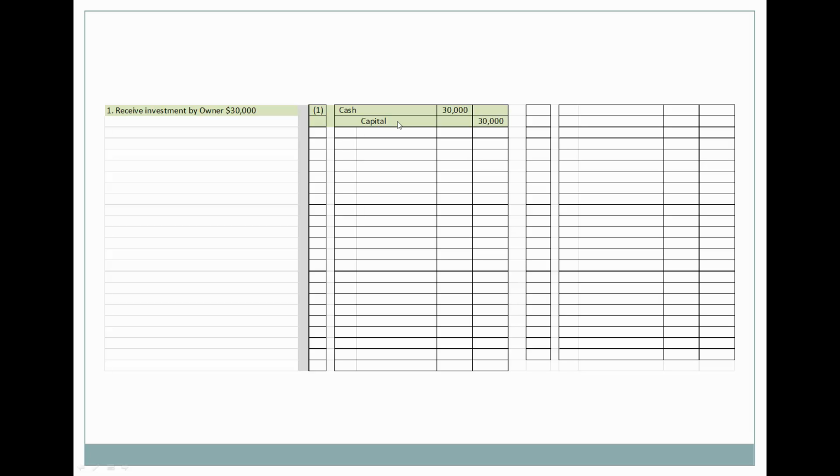So what we do is we always write the debit first, and then we write the credit, but we indent it a little bit, and you can see as we go through this that it's much easier to read the debits and the credits when we indent our credit just a little bit. And again, the debit always goes first. Next, we purchase some supplies for cash for $2,500, so our supplies as an asset increases with the debit. Our cash as an asset decreases with the credit.